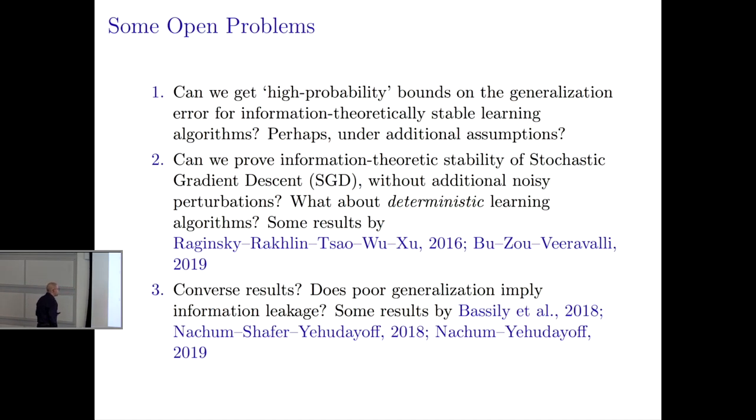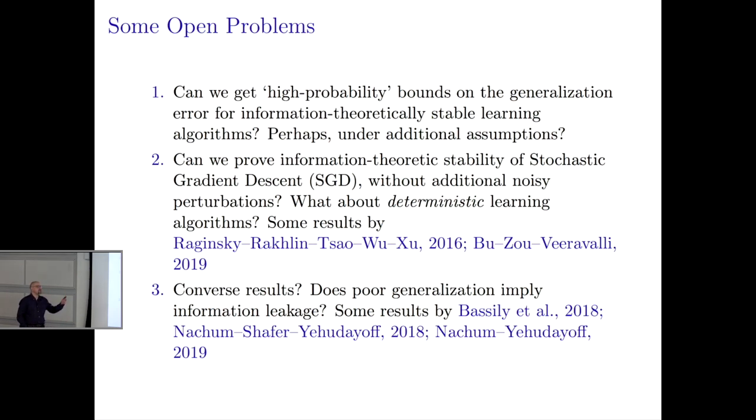And we have some deterministic algorithm results. Like I said, in this paper in ITW 2016, we proposed Wasserstein stability as a remedy for this problem of deterministic algorithms. Buzo and Viravalli show that if you look at the individual sample mutual information, you can even analyze some deterministic algorithms like ERM. And also converses.